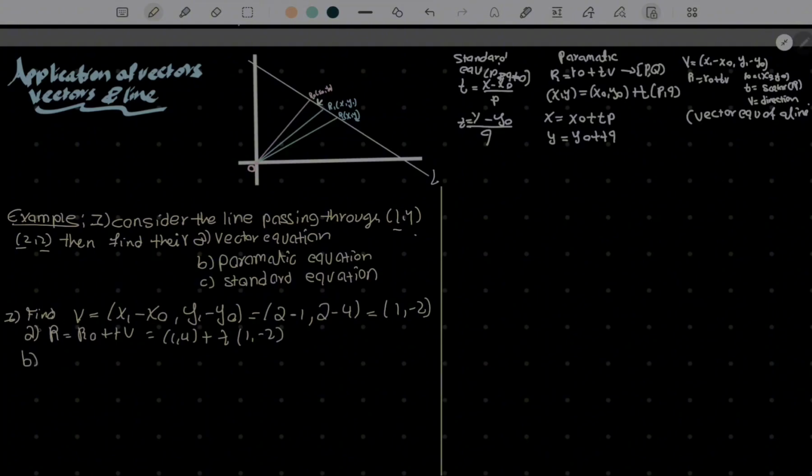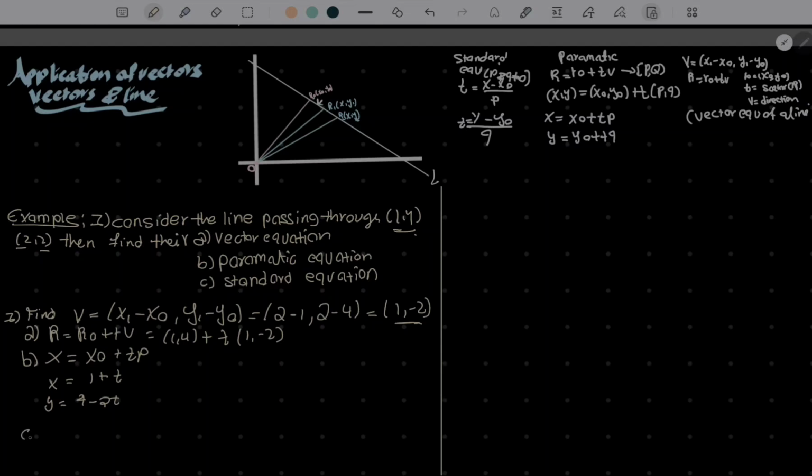Next up, we have our parametric equation. Our parametric equation, we're just going to do the simplified version, which is x equals, remember, x equals x naught plus TP, and then we're just going to plug in numbers. And then next up, we will do just the y version, y equals y naught, which is 4, plus q, which is minus 2, so minus 2t.